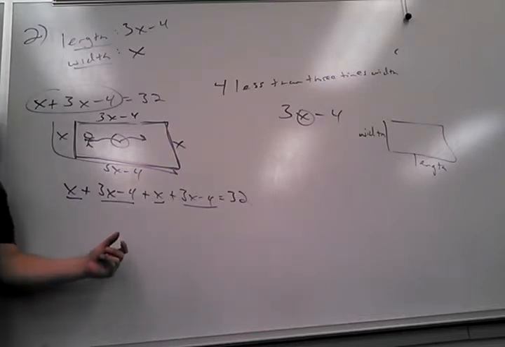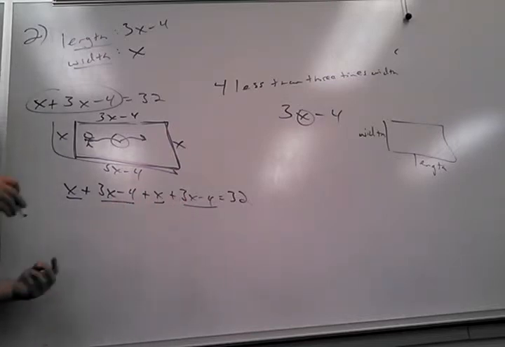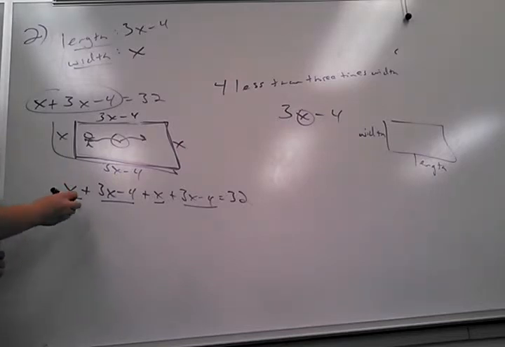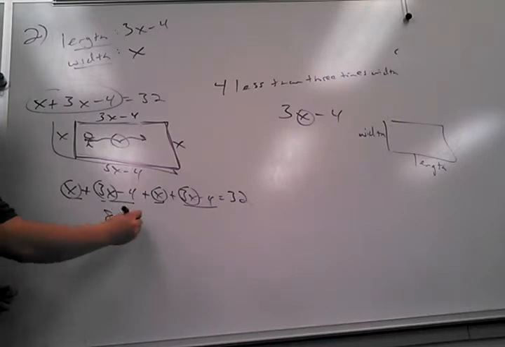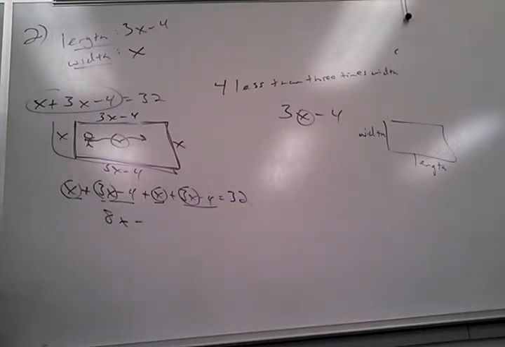So now solve this. What's like terms? 8x. Yeah, all my x's here. So I get 8x minus 8 equals 32.